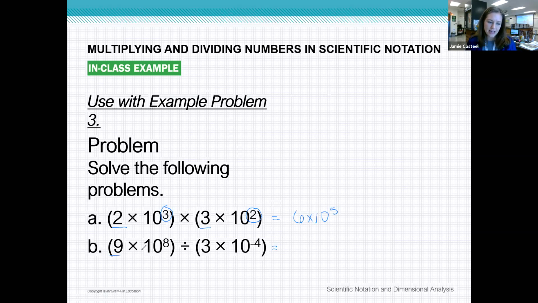And then I'm going to divide. 9 divided by 3 is 3. 8 minus negative 4 is the same as plus a positive, so that's 12. Oh, positive 12. Just kidding. Positive 12.